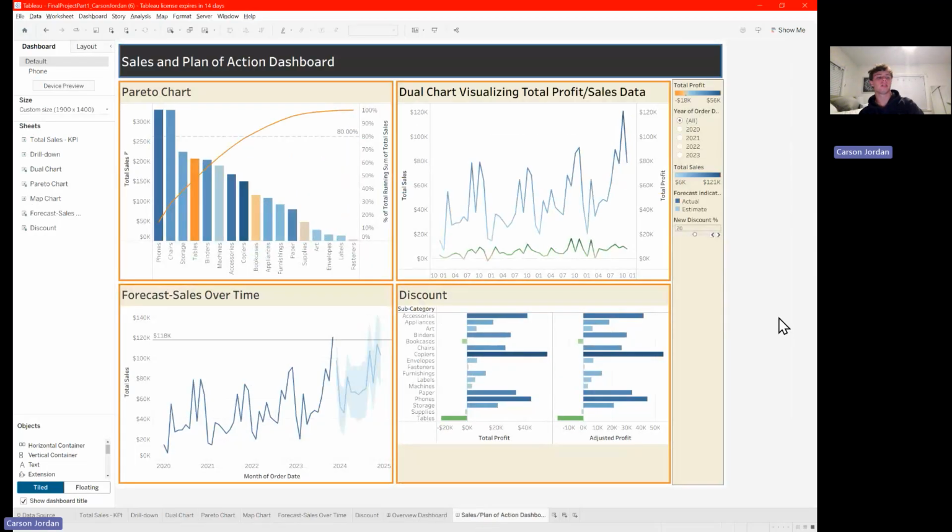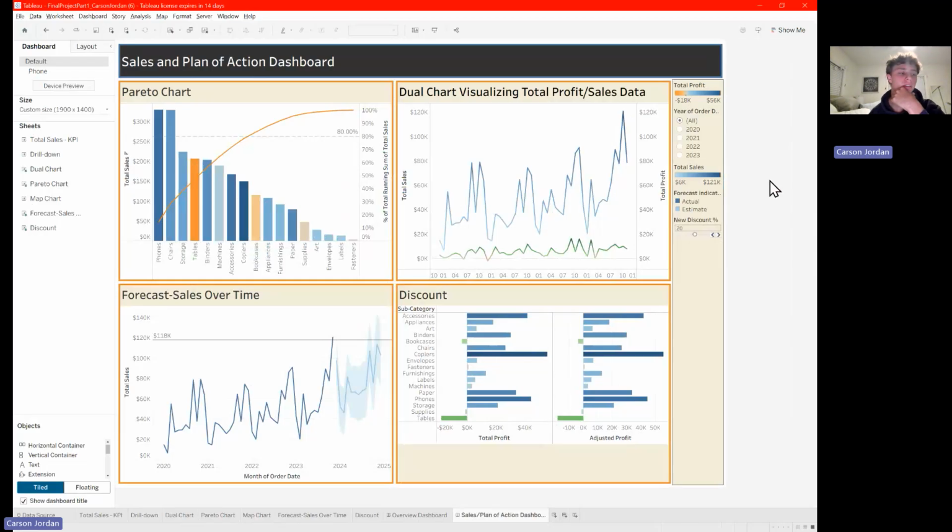And then we'll get to our last dashboard here. Let's see. Yeah, so I said sales and plans of action, which it is true, it is a plan of action. I guess it would be more accurate to say strategy. I just like the sound of plan of action.